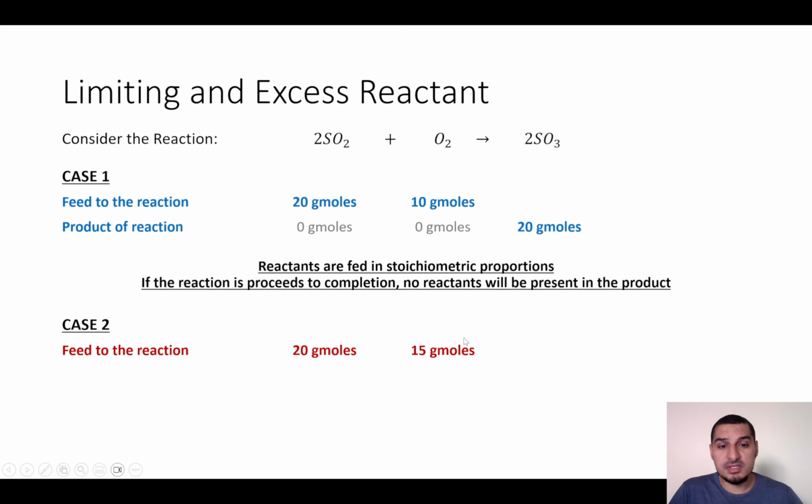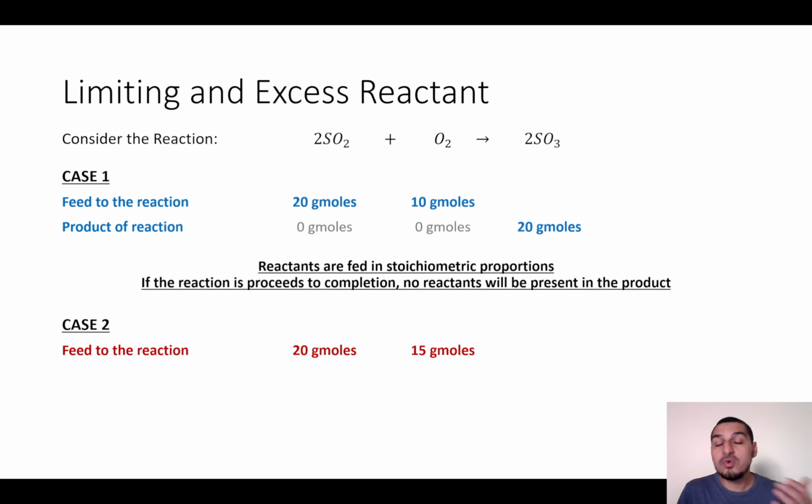For example, let's say I have 20 gram moles of SO2 and 500 gram moles of oxygen. It doesn't mean that the 500 gram moles are going to be all consumed. It's just more than what I need, and it doesn't mean that the reaction is not going to happen. It's going to happen, but what the stoichiometric ratios are dictating is how much oxygen is reacting with SO2. So even if I have the 500 gram moles of oxygen, not all the 500 gram moles will be consumed.